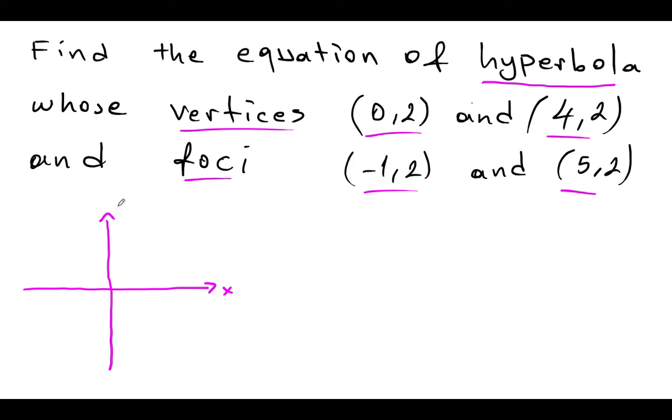So to solve this question, to understand it better, maybe I can draw an xy coordinate system. The vertices are (0, 2), so x is 0, y is 2. This will be one of the vertices. And then the other vertex is (4, 2), so x is 4, y is 2. Let's say somewhere here. Okay.